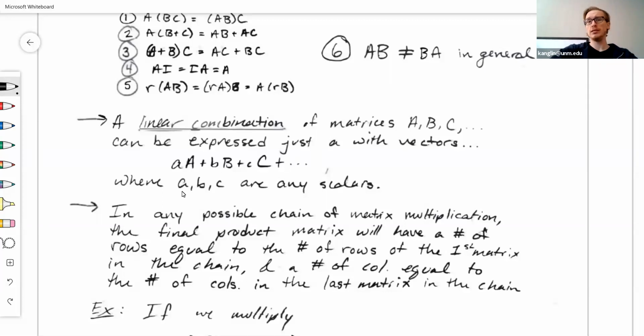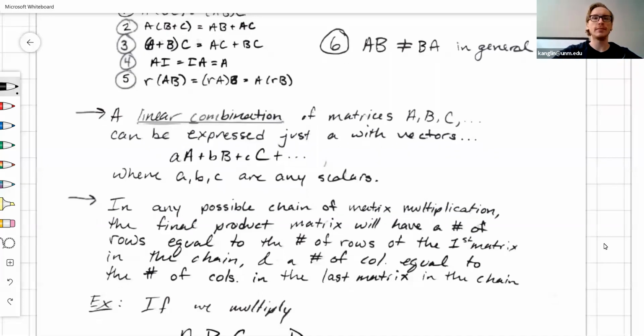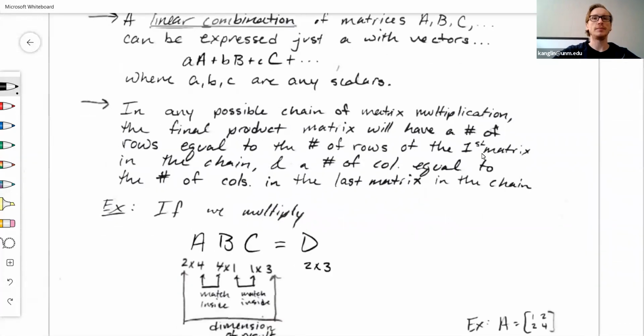If we write something like this for any scalars a, b, and c, that's a linear combination of matrices a, b, and c. Okay. So now some interesting results on multiplication. It turns out in any possible chain of matrix multiplication, we say in any possible chain because certainly the dimensions have to match up so that the multiplication is even possible. You can easily write down matrix multiplications that aren't possible.